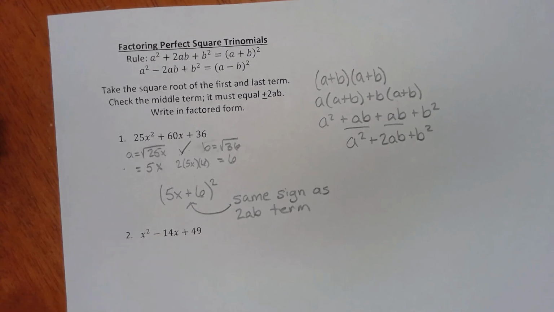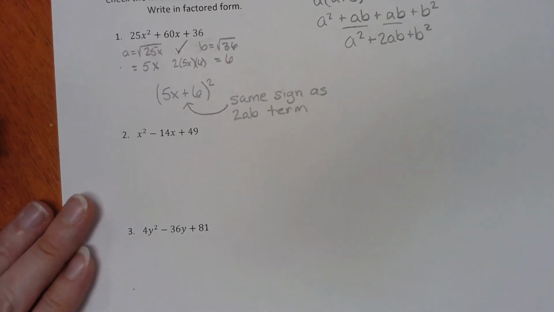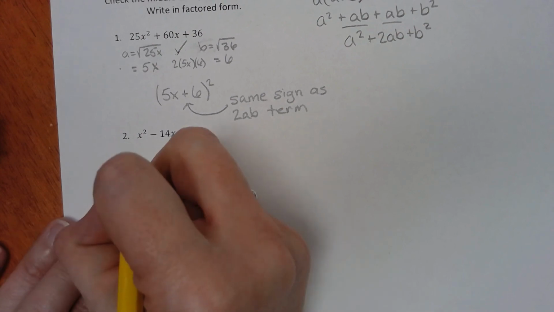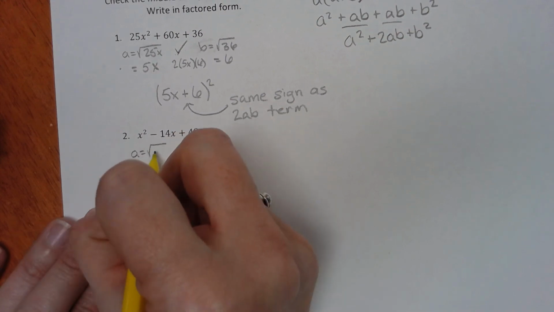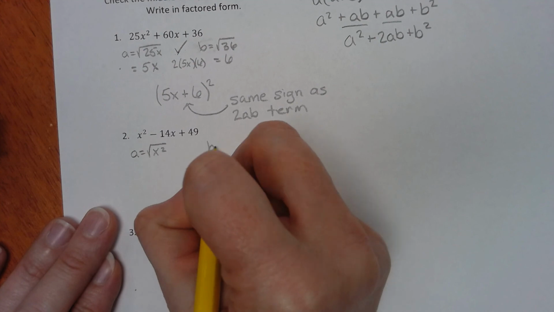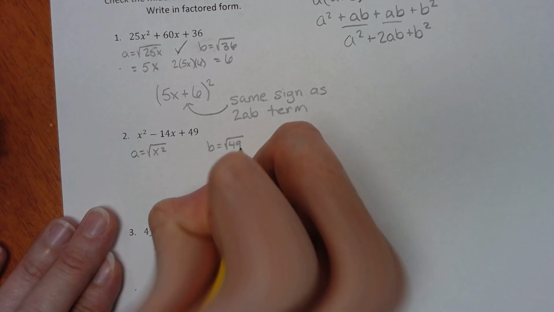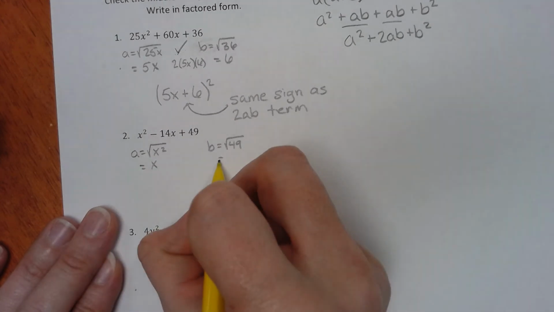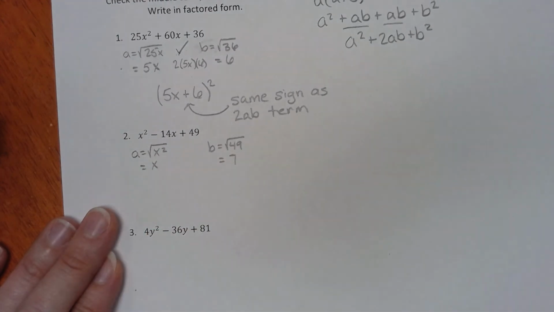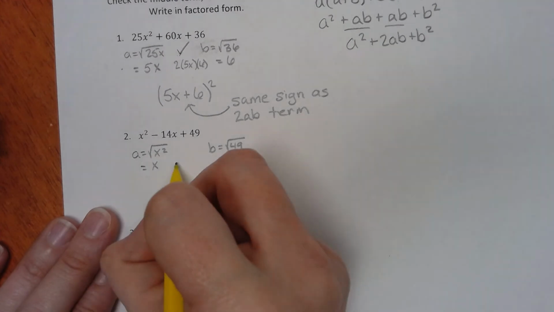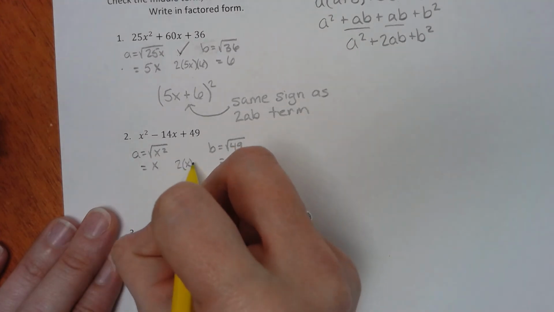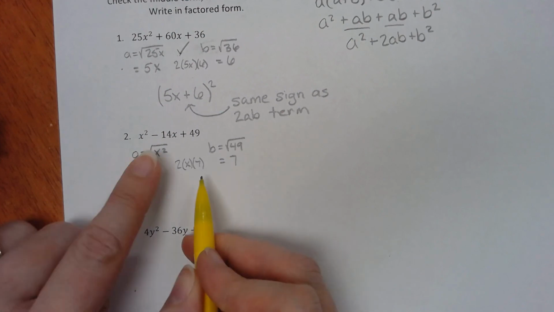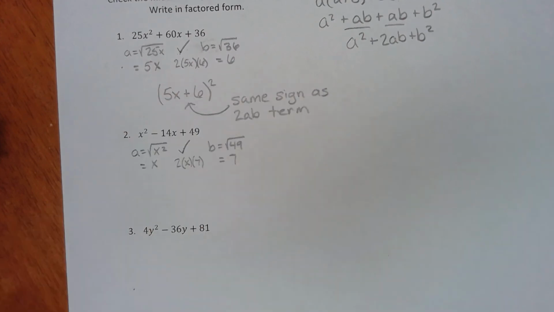Let's take a look at another example. Again, we notice the first term and last term are perfect squares. So we're able to take the square root of each of those terms to find our a and our b. The square root of x squared equals x. The square root of 49 equals 7. So we want to check that middle term, 2 times x times 7. Well, 2 times x times 7 does give us the 14x.